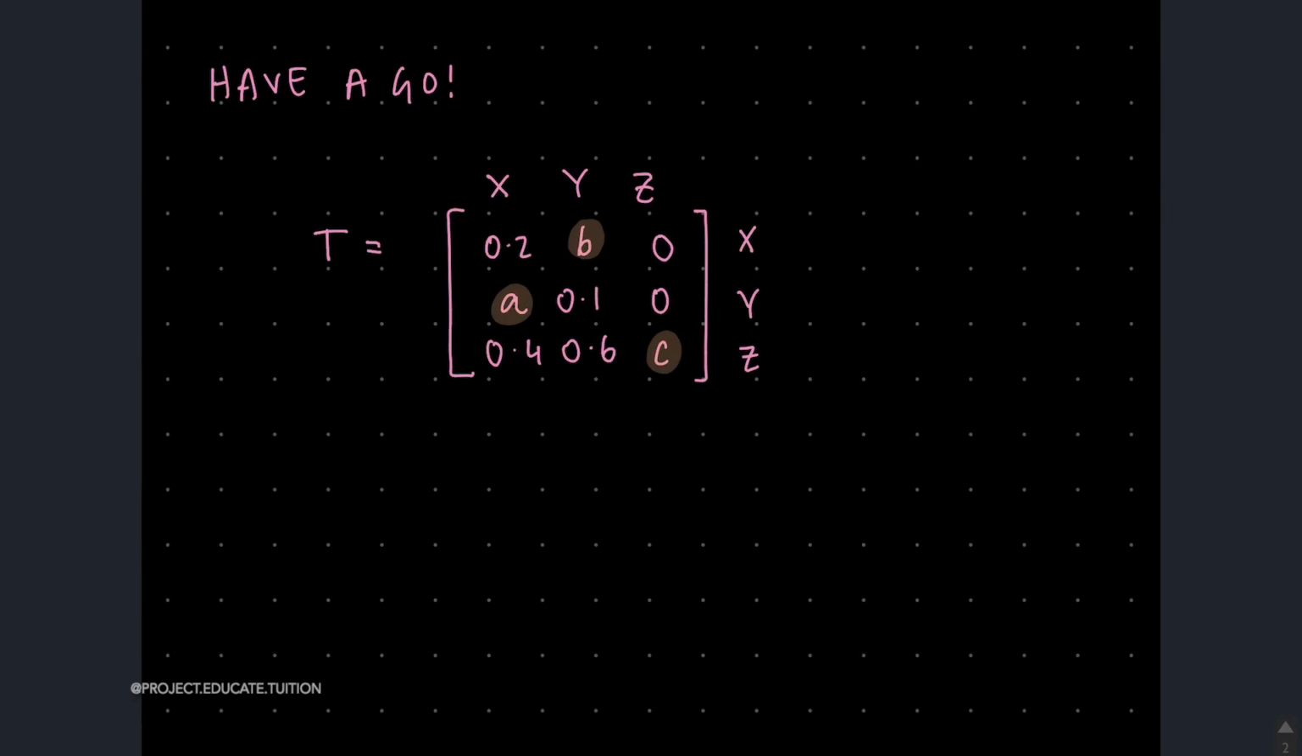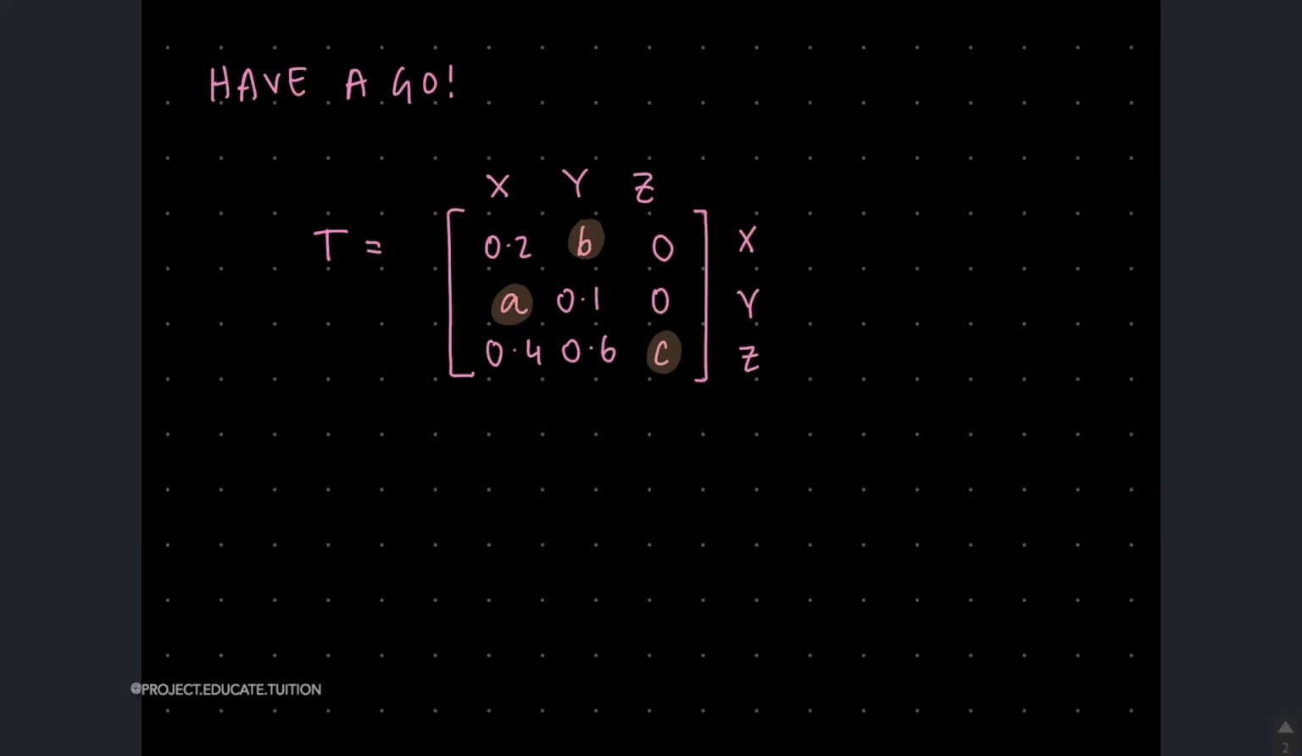Okay, now it's your chance to have a go. We have the transition matrix here, which has X, Y, and Z. I haven't provided you a diagram. I simply want you to look at the transition matrix for this question and find the variables A, B, and C. Keep in mind all the columns have to add up to 1. Have a go, pause the video now, and we'll come back once you've completed it.